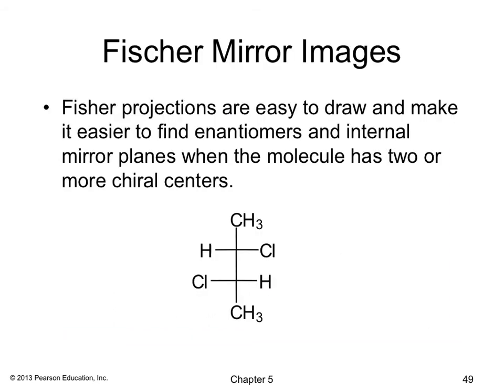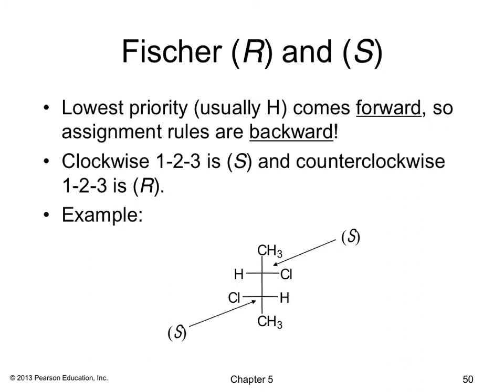Fisher mirror images. Fisher projections are easy to draw and make it easier to find enantiomers and internal mirror planes when the molecule has 2 or more chiral centers. The lowest priority, usually H, comes forward, so the assignment rules are oftentimes backwards, right? Because the H's are on the bonds that are coming at us. Clockwise 1, 2, 3 is S, counterclockwise 1, 2, 3 is R, so we're doing the backwards rule.